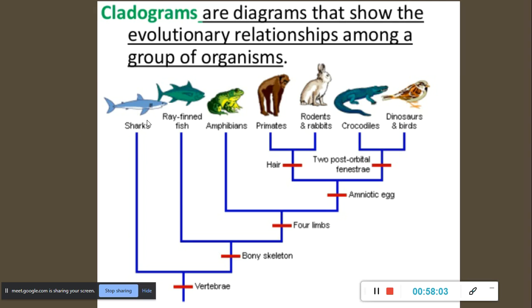Then after that you check who has 4 limbs. You see only these have 4 limbs. Even birds have 2 wings and 2 legs, so 4 limbs. Next is who has amniotic eggs. Only these have amniotic eggs, so you make this into another group. So like this you make a cladogram on the basis of taxonomic characters.